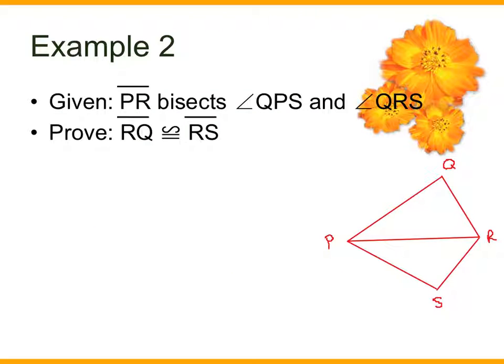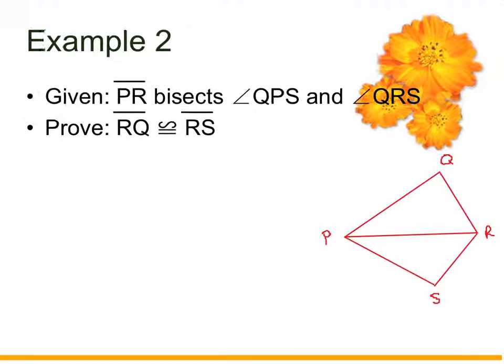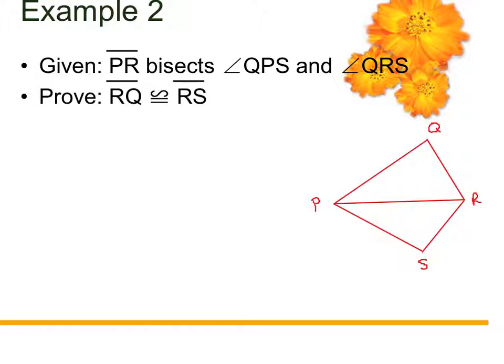Okie doke. Let's try another one. Notice that we are not trying to prove the triangles are congruent. We're trying to prove that a part of the triangle is congruent. So let's go from there. Let's start with what they told us. They've got PR bisects QPS.